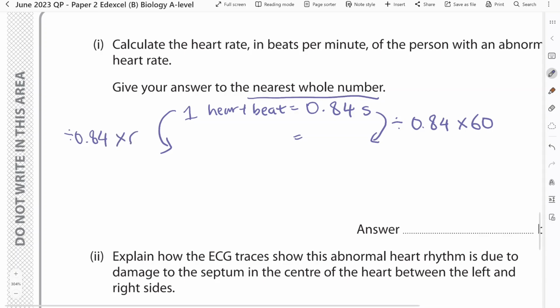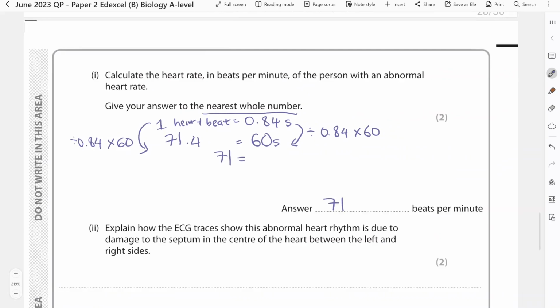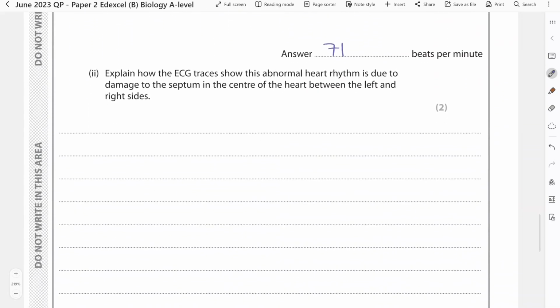84 and times that by 60. So this is 60 seconds. And the heartbeat would be 71.4 heartbeats. And because they were asking for the nearest whole number, I'm going to write 71. Now they accept a range of 70 to 75. Let's move on to the next part.